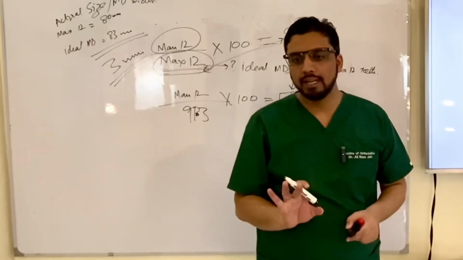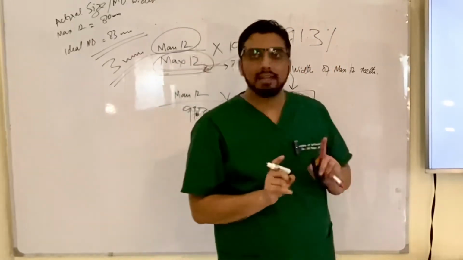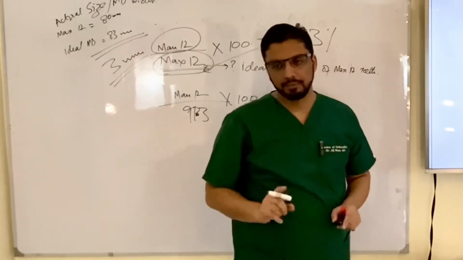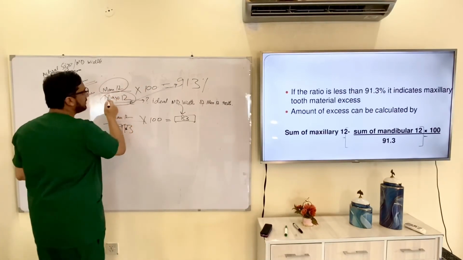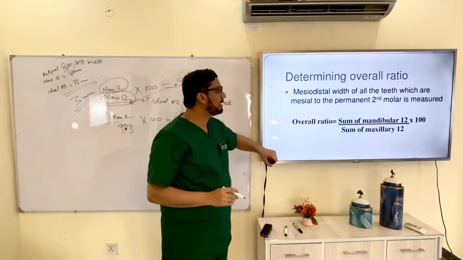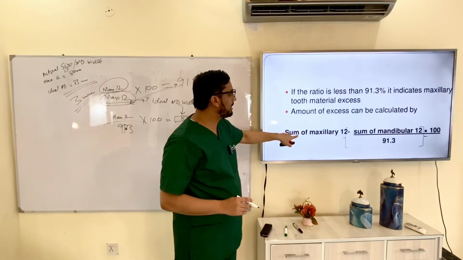Have I made this point clear to you? Because excess and deficiency is a relative term to the other arch. Actually, we have done this with the formula available for the maxillary 12. With this formula, we come to know that the ideal is 91.3.